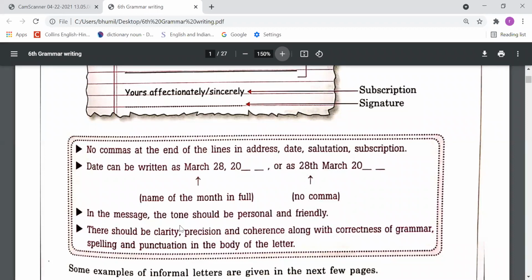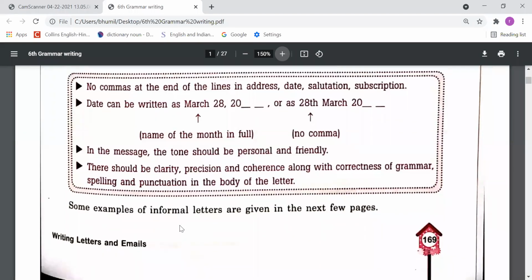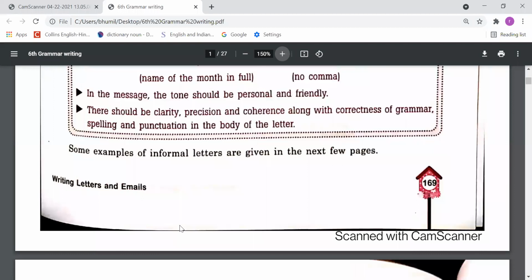In the message, the tone should be personal and friendly. So whenever you write any informal letter, the tone of the letter should be personal and friendly. There should be clarity, precision, and coherence along with correctness of grammar, spelling and punctuation in the body of the letter. Some examples of informal letters are given in the next few pages.